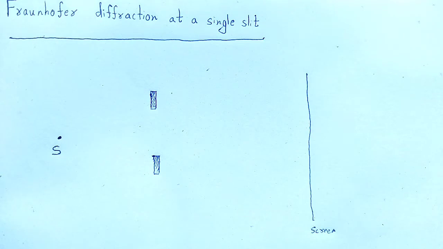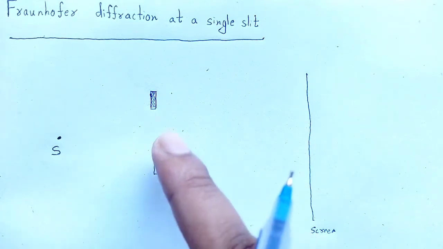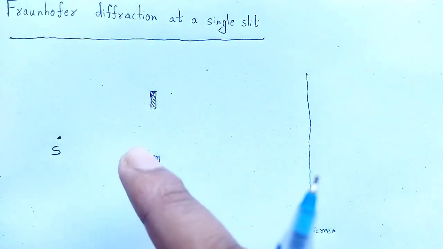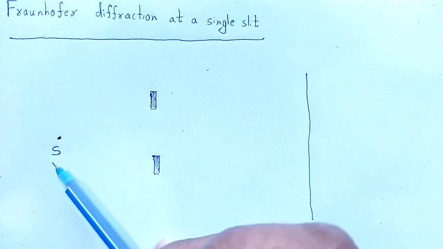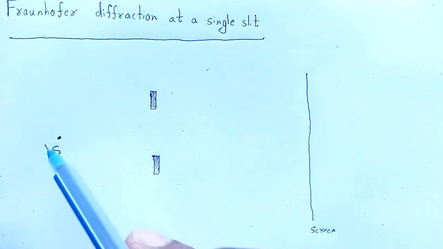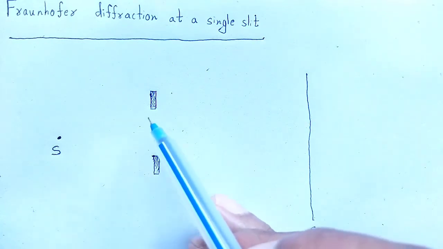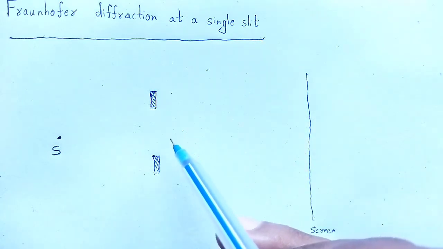Again, the wavefront incident on the aperture, or we can say the slit, is a plane wavefront. If the source is a point source or cylindrical source, at a long distance, if we observe that wavefront, it is seen to be like a plane wavefront. So the wavefront incident on the single slit is treated as a plane wavefront.